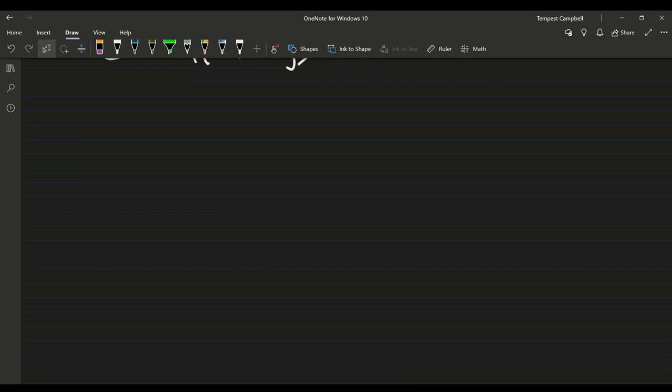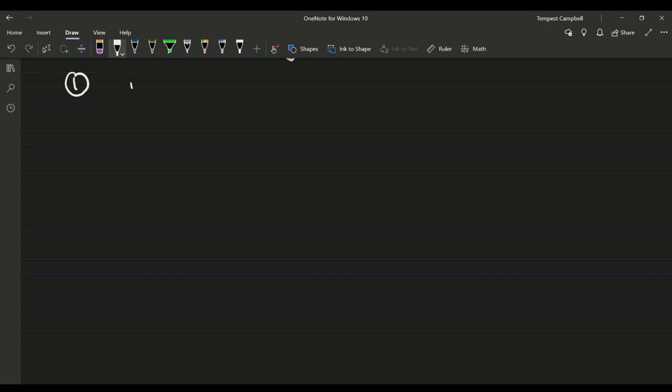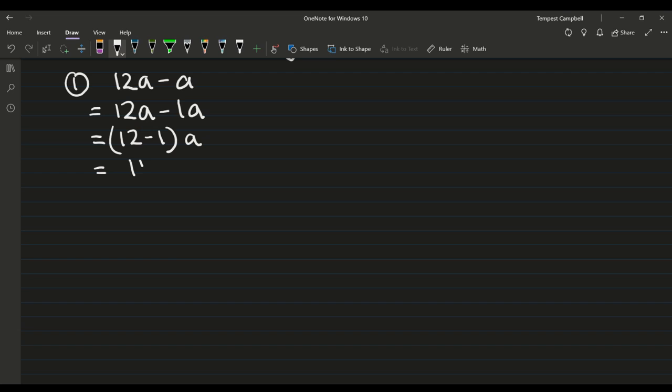Now that you've tried those problems, let's talk about them. So let's look at number 1. Number 1 was 12a minus a. That's the same thing as 12a minus 1a. So we can look at this as 12 minus 1a, which is the same thing as 11a. So that was number 1.